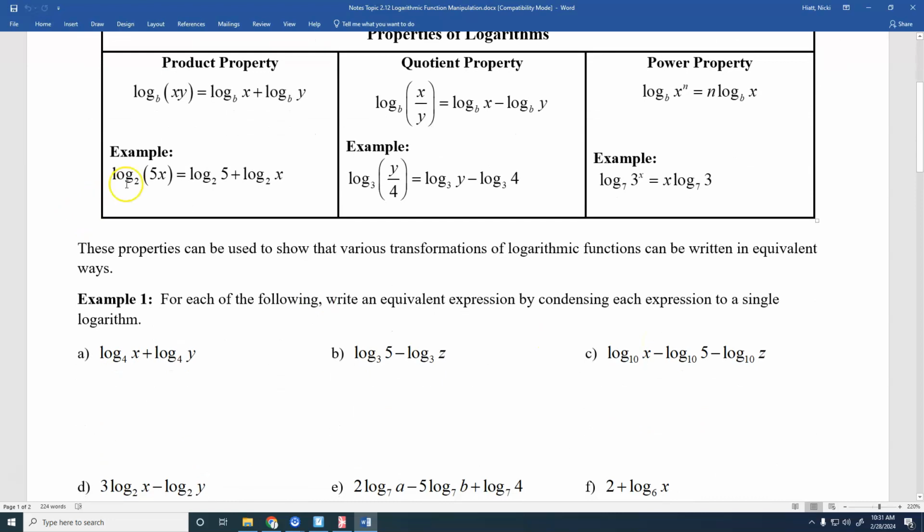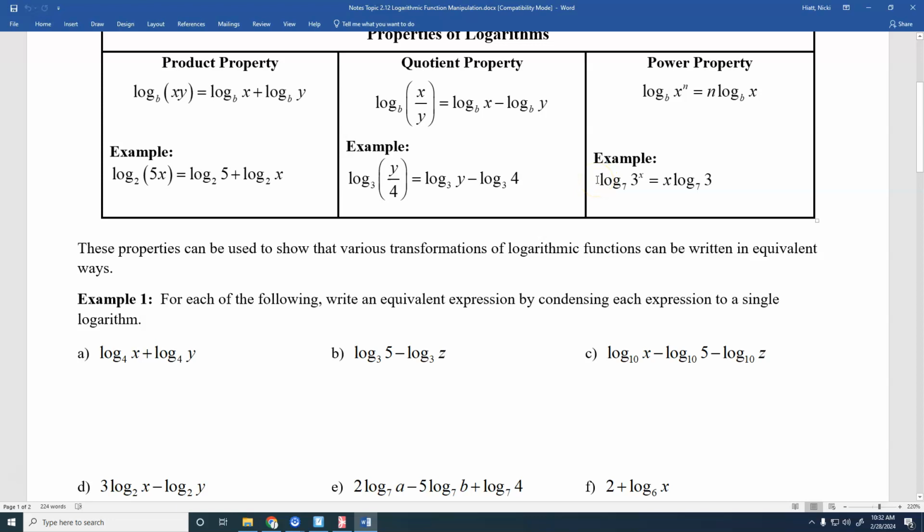So some examples, if I have log base 2 of 5 times x, it can be written as log base 2 of 5 plus log base 2 of x. If I have log base 3 of y over 4, I can write that as log base 3 of y minus log base 3 of 4. And then if I have log base 7 of 3 to the x power, I can pull that x out front, as my power gets pulled out front as the coefficient.